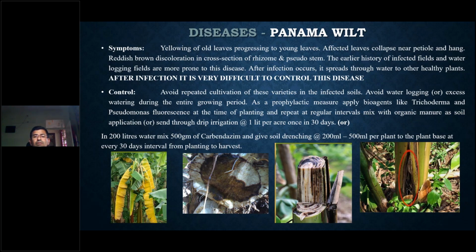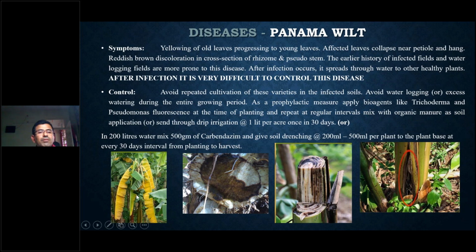So when you are getting suckers, you have to check that if any plant in that field is showing Panama wilt symptoms, you should not take suckers from that field for planting. Once your soil is infected, the pathogen, Fusarium oxysporum, will remain in your field for another 15 to 20 years. So you cannot grow this susceptible variety again in your farm. That is why fields with a history of infection and waterlogged fields are more prone to this disease. We have to be very careful with that.